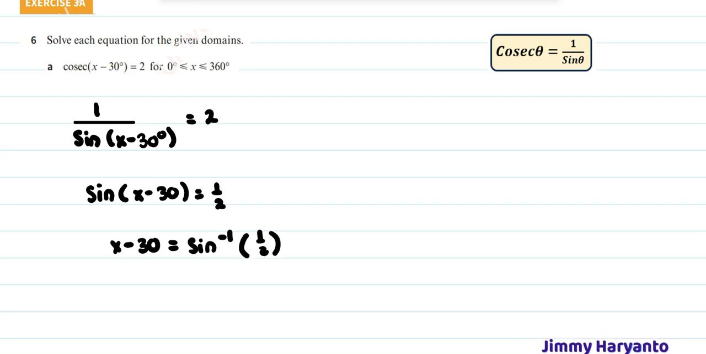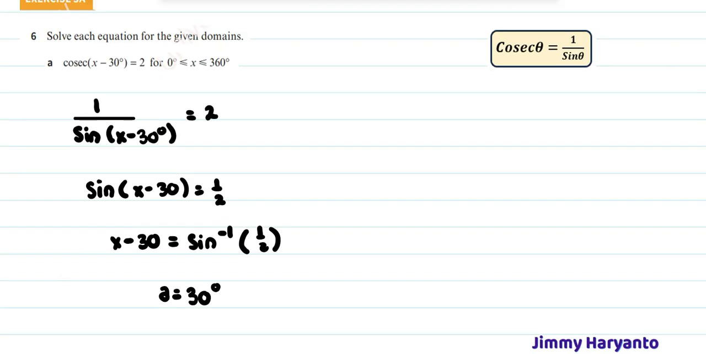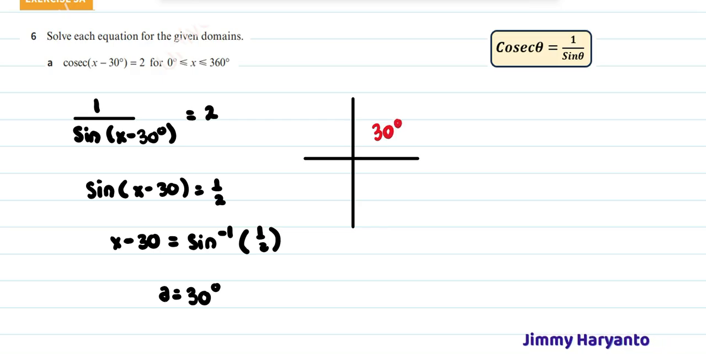This is a half, and then I will use my calculator to find the basic angle. The basic angle of sine inverse half is 30 degrees, and then I will use the quadrant. The value of the sine is positive because half is positive. That means the angle will be in the first quadrant and the second quadrant. For the second quadrant it will be 180 minus 30, which equals 150.